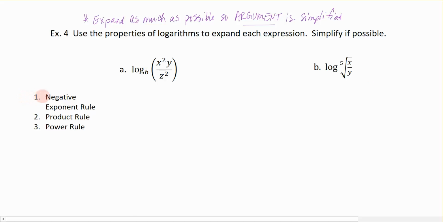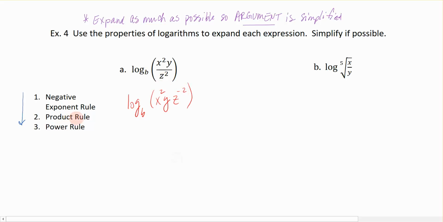So we're going to do each of these three things as we move down. Okay, so we're kind of going to go in order. The first example that we're looking at says log base b of this expression right here. And if we're following these rules over here, we're going to apply the negative exponent rule. The negative exponent rule is going to allow me to move this z out of the denominator and up into the numerator. So this looks like log base b of x squared y z to the negative 2. Remember, that's the negative exponent rule. When I change the position of the base, it changes the sign of the exponent.